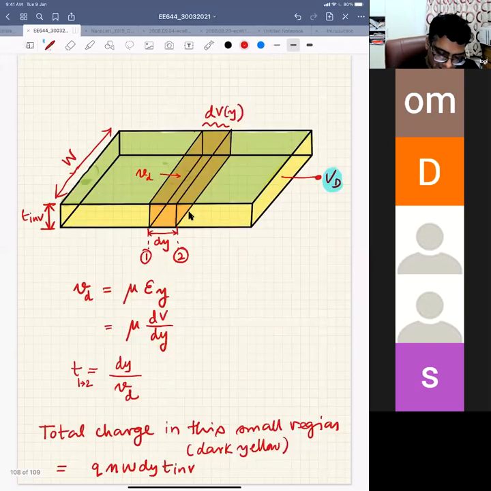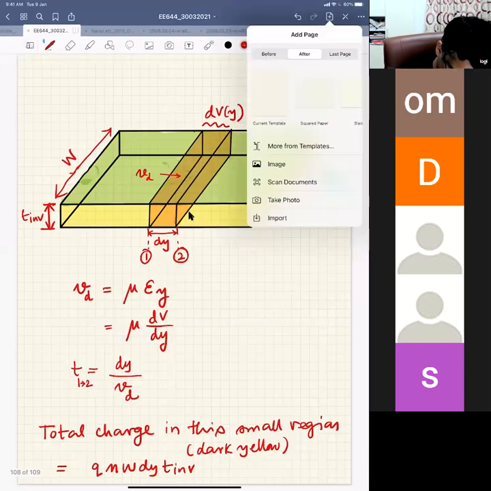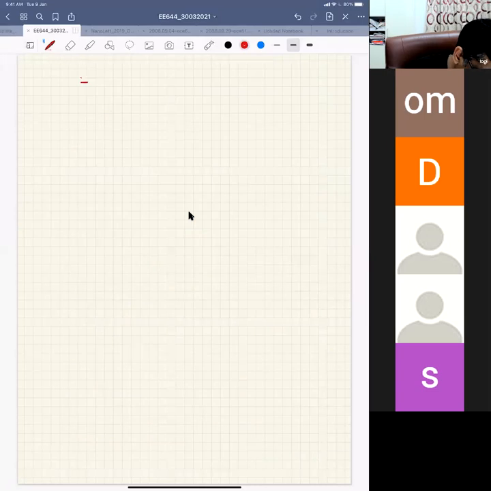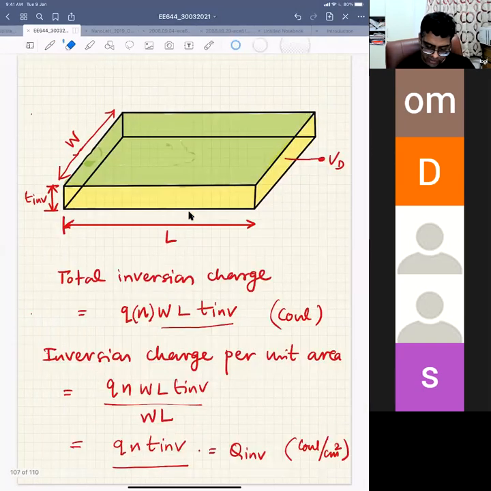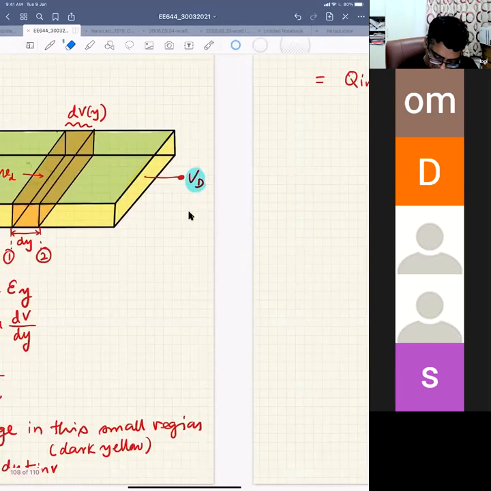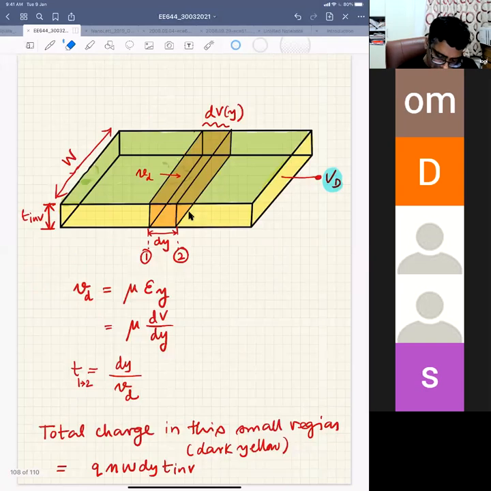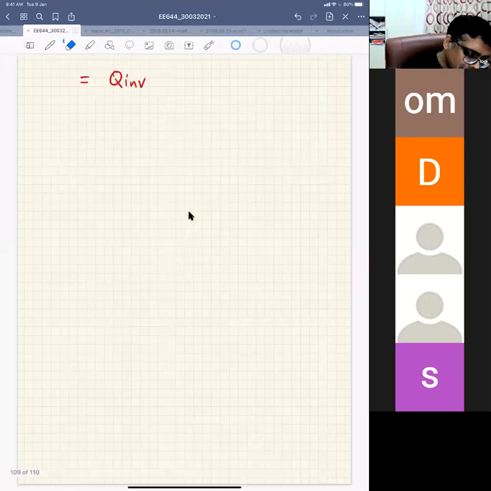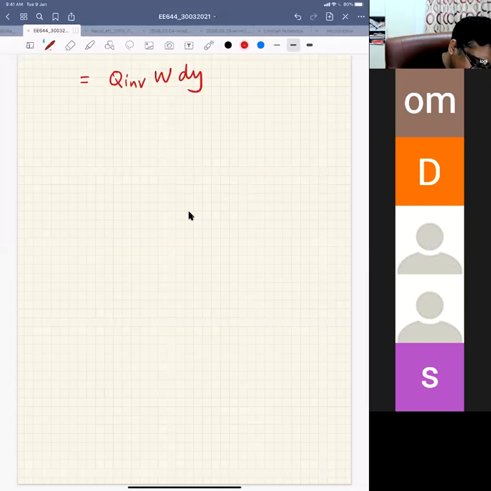So I could also write that this is the Q inversion per unit area. This Q inversion is just Qn and T inversion, times W dy. This is the total inversion charge.